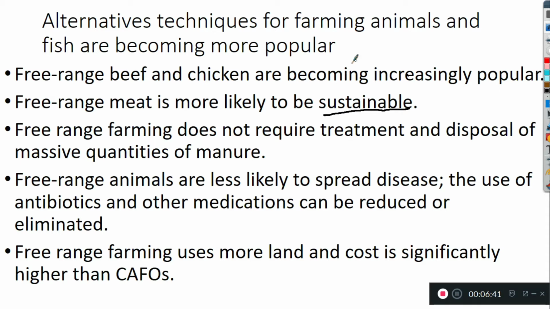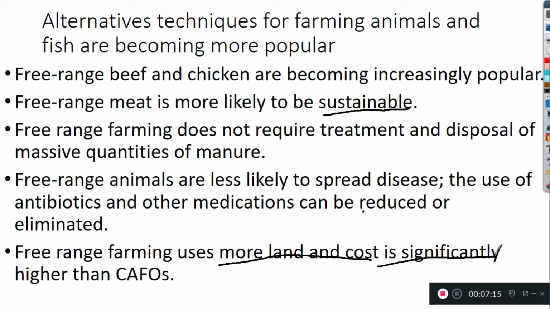In addition to that, as they're wandering around in the fields, they're pooping in random spots as opposed to concentrating it in those poop lagoons. So we don't have the problem with the disposal of those large quantities of manure. It's more naturally fertilizing the fields as they're walking around. They're less likely to spread disease, for the sole purpose that they're not as concentrated. We don't have to use as many antibiotics and medications because we don't have as many diseases either. The problem with it is it uses considerably more land and costs significantly more. It's cheaper and more efficient to use CAFO operations.